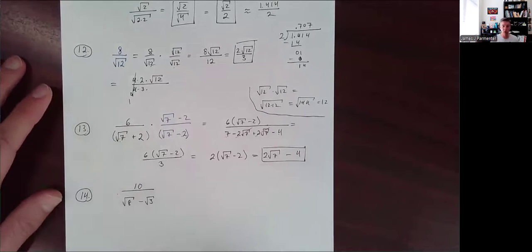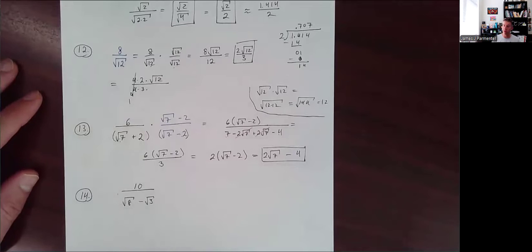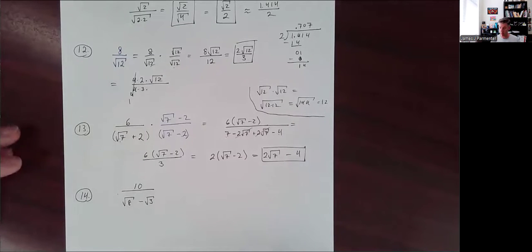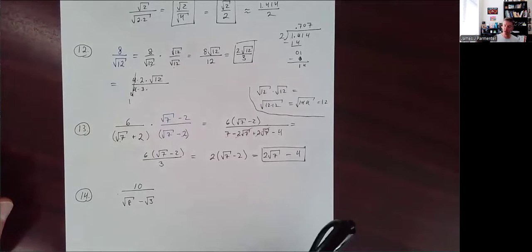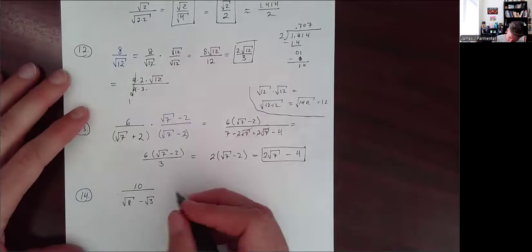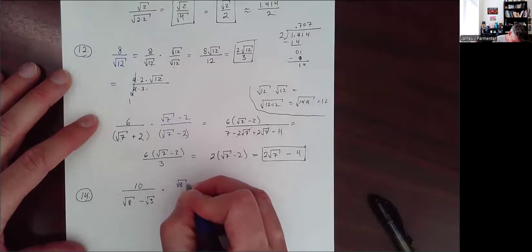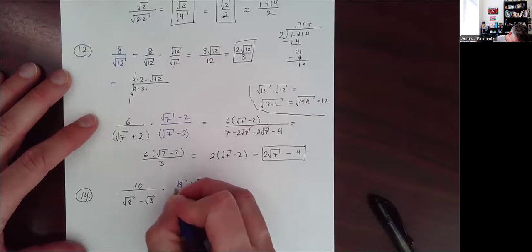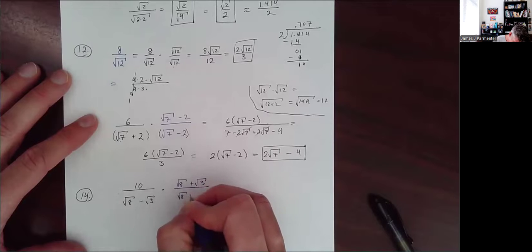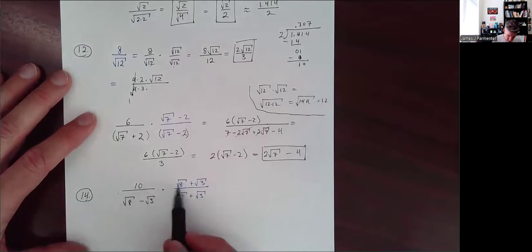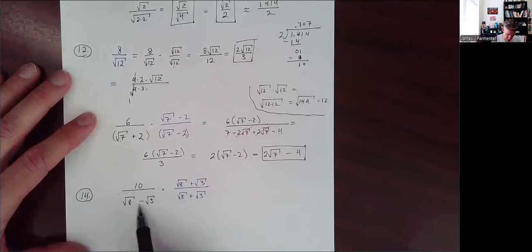Same idea here. In fact, you should try this one on your own before you watch me do it. Pause the video, multiply the top and bottom by the conjugate, and then see if you get the same answer that I get. All right. I'm going to multiply by the square root of 8 plus the square root of 3 over the square root of 8 plus the square root of 3. The bottoms are conjugates. Root 8 minus root 3 is the conjugate of root 8 plus root 3 and vice versa.